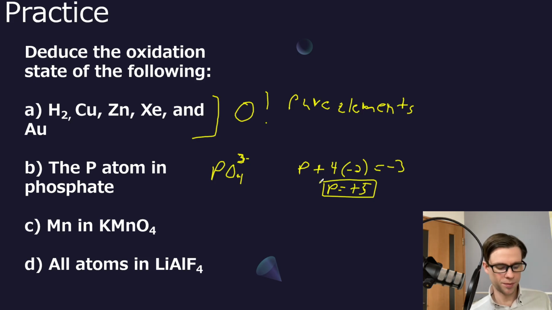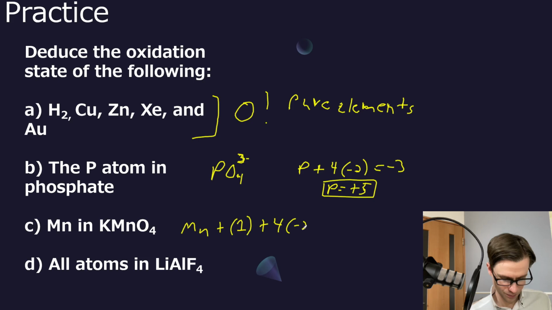Mn then in KMnO4. We can do the same thing here. So K is an alkali metal. There's a rule for that. O is oxygen. There's a rule for that. So it's really the Mn that I don't know. I'm going to use this as my unknown, Mn. Plus 1 for alkali metal potassium. Plus 4 oxygens again. These will be -2. This equals 0 on the total compound.